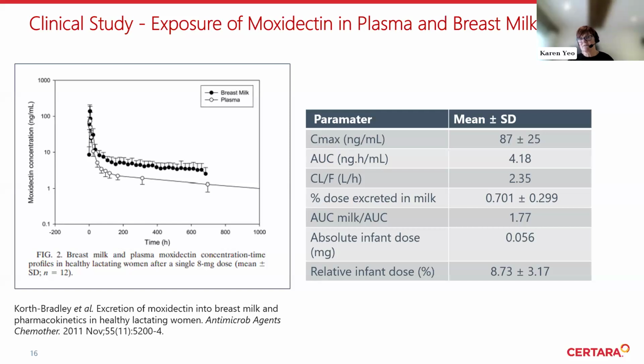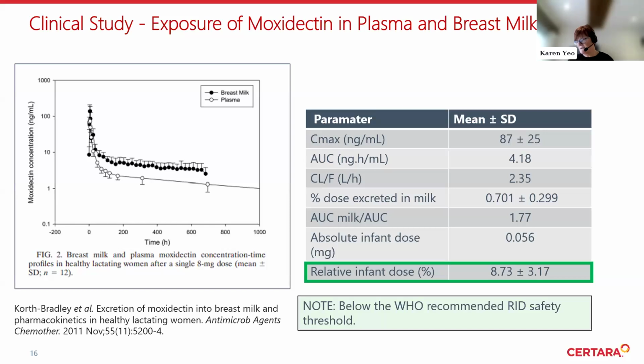And on the right-hand side, you can see here that we've actually got the parameters reflecting the breast milk and also plasma data. And as I mentioned, one of the things that we often report out for clinical lactation studies is this relative infant dose. And you can see here that it's about 8.7%. And this is below the WHO recommended RID safety threshold of about 10%. And therefore, typically we can look at this and think, great, but in terms of actually helping us to make dosing decisions for moxidectin, certainly in my view, it doesn't really help.